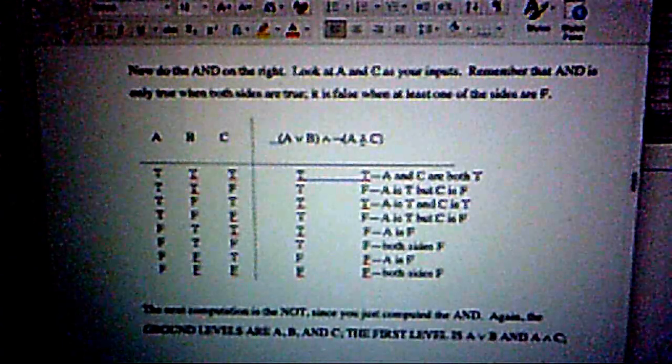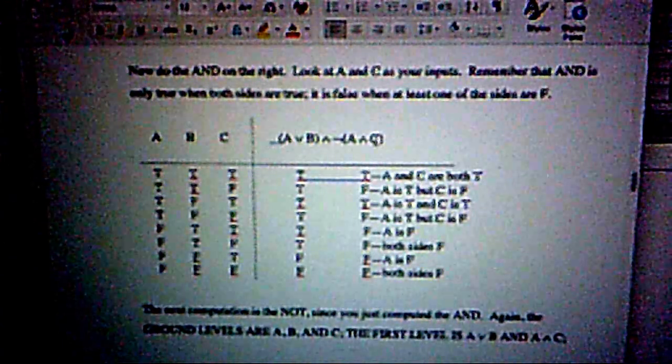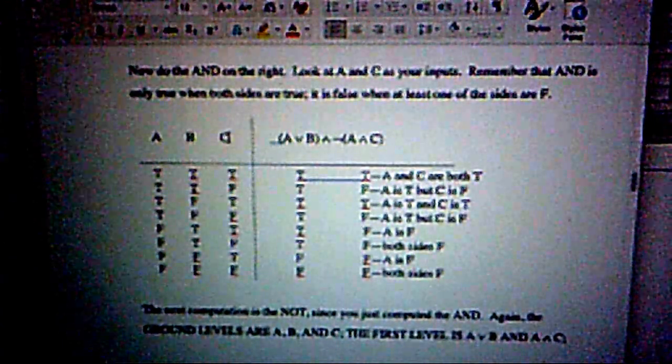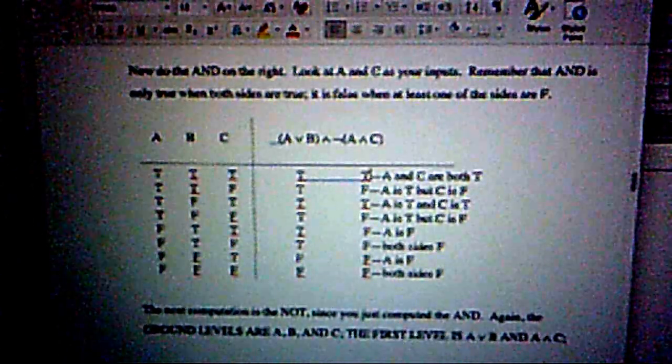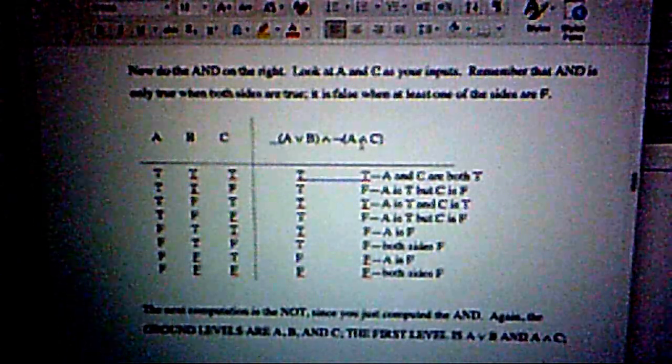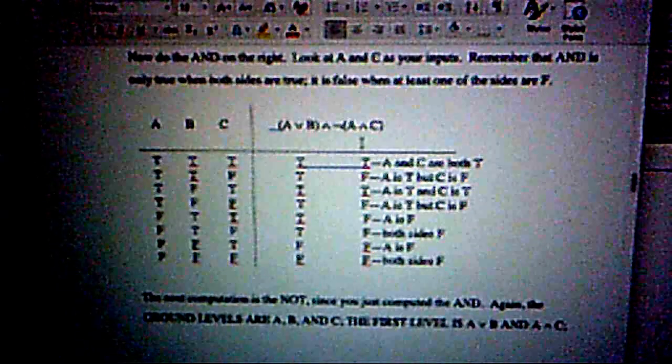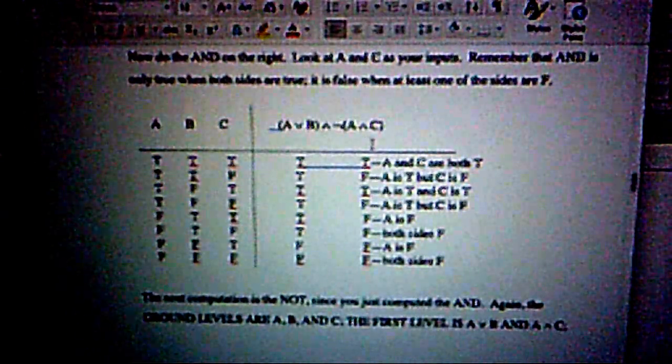The and, what does it join? It joins just the A and just the C. So I look on the left side at the capital A and the capital C, those columns. And when is and true? If you remember the truth table, and is only true when both sides are true. Any other combination makes it false, right?